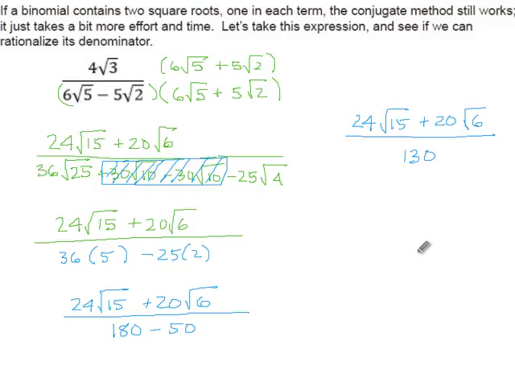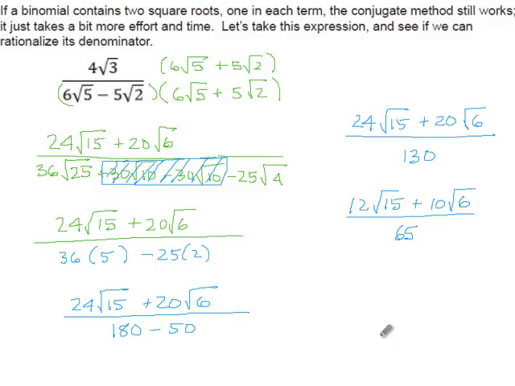Can we do anything more with that? 24 and 20 and 130 are all even, so we could divide everything by 2 at the very least. 24 divided by 2, 20 divided by 2, and 130 divided by 2 leaves us there. And that's as far as we can clean it up.